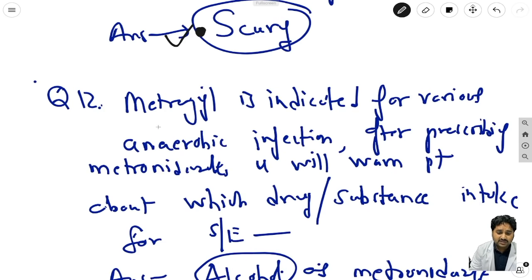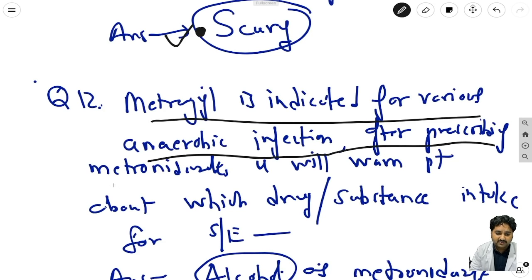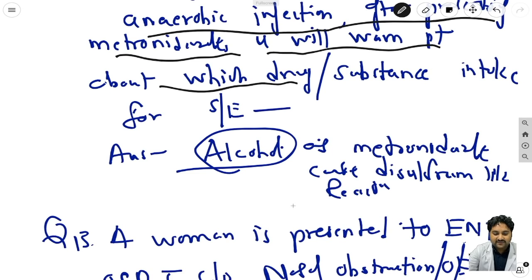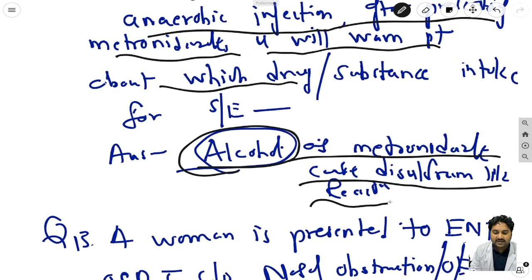Next, metronidazole is indicated for various anaerobic infections. After prescribing metronidazole, you will warn the patient about which substance for avoiding that side effect? So alcohol is the answer, as metronidazole causes a disulfiram-like reaction.